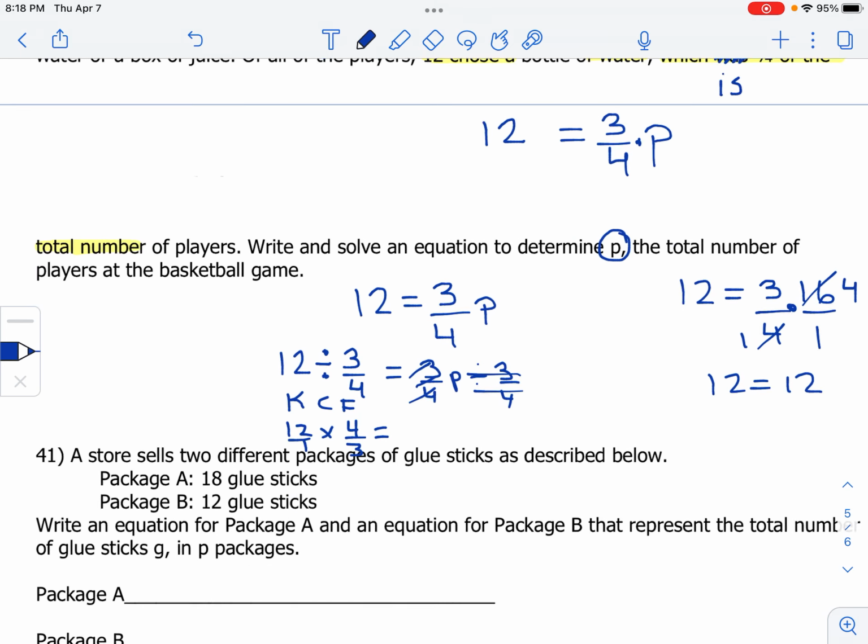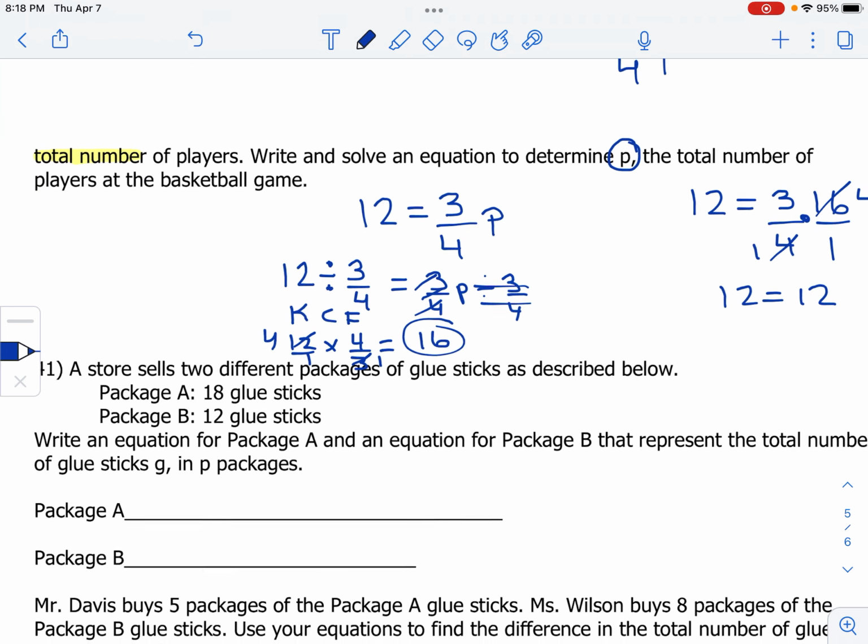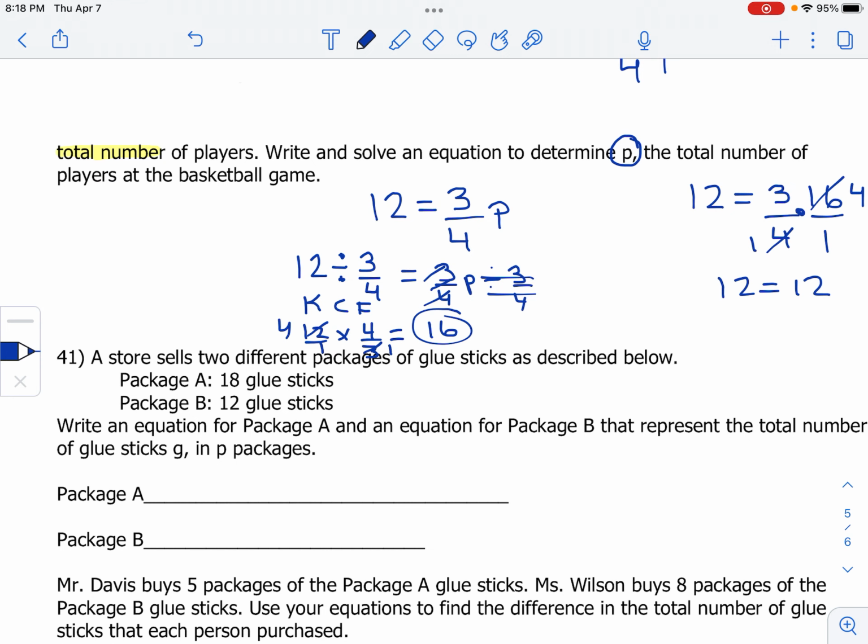I'm running out of space here. 12 times, we can cross reduce, sorry, the 3 and the 12 here. And 4 times 4 gives us 16. Right, so there were 16 total players in the basketball game.